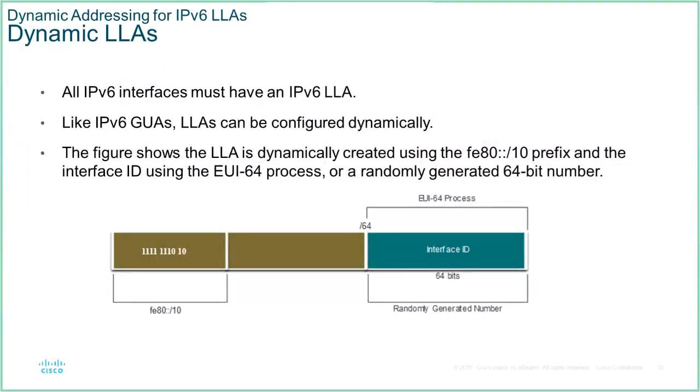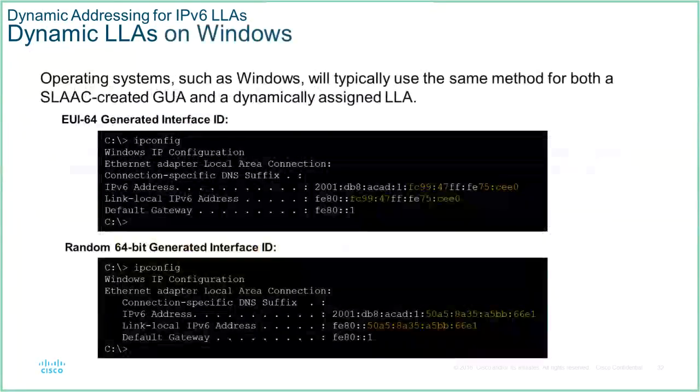So dynamic LLAs, the local link addresses, and again, they can use the EUI process or a random number again. But what you look out for is that FE80 leading prefix and the 64 bits. If you've set up the interfaces to use EUI-64 or randomly generate that address, doesn't matter, they'll be there.